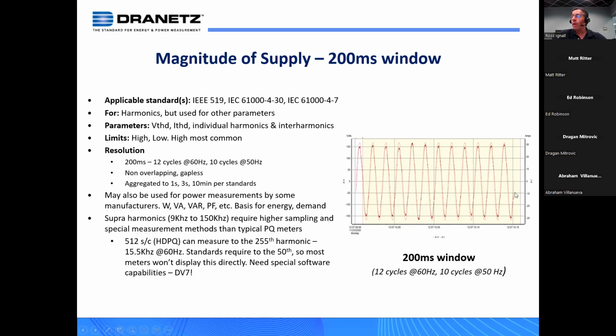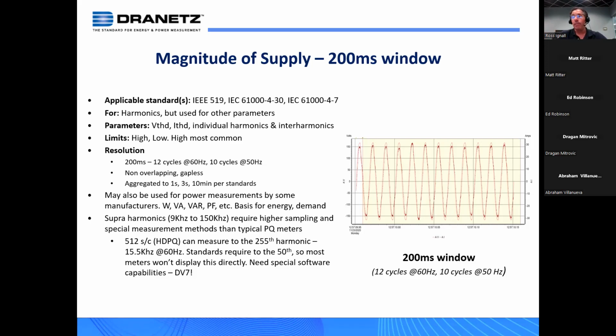And what that means is that when I get to my next 200 millisecond window, there's no break time in between. So I'm looking at one 200 millisecond window, and then without gap, the next 200 millisecond window, and then the next, and throughout infinity or as long as the monitor is turned on. Now that information is aggregated into 1 second, 3 second, and 10-minute intervals for various other types of things. And you may find them for very short duration or short time harmonics in 519, and other standards like that.